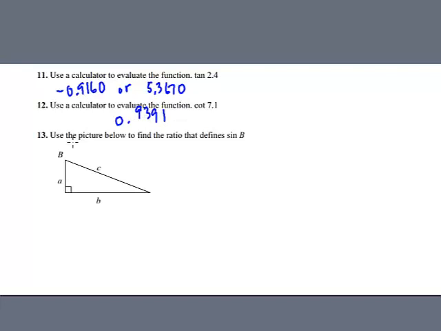All right, so that's going to be 0.9391. Use the picture below to find the ratio that defines the sine of b. Sine of b is up here, so sine is opposite over hypotenuse. Nice easy one. Okay. Number 14.